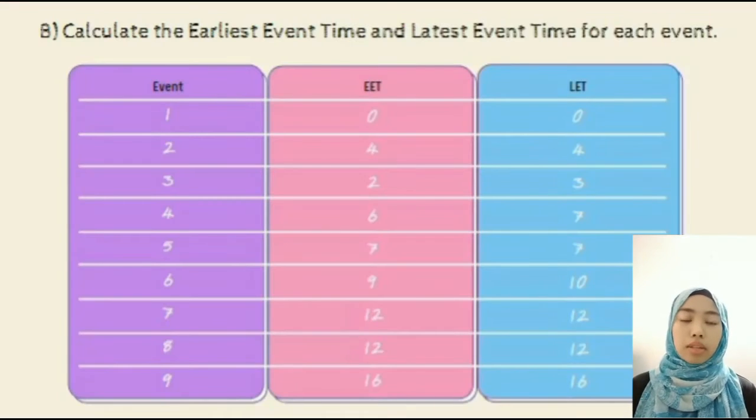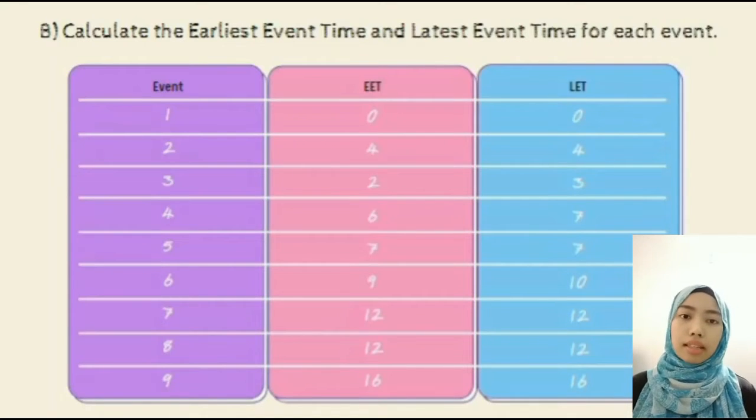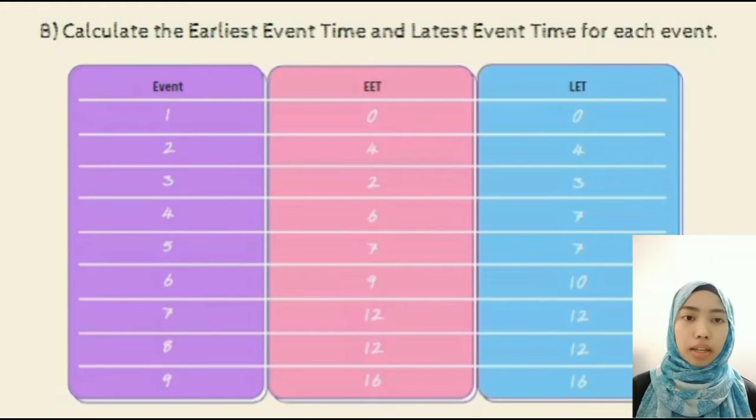Next slide is question 2b, which is to calculate the earliest event time and the latest event time for each event. So this is the answer for the question by referring to the diagram before. The answer for EET is 0, 4, 2, 6, 7, 9, 12, 12 and 16, followed by the answer for LET, which is 0, 4, 3, 7, 7, 10, 12, 12 and 16.